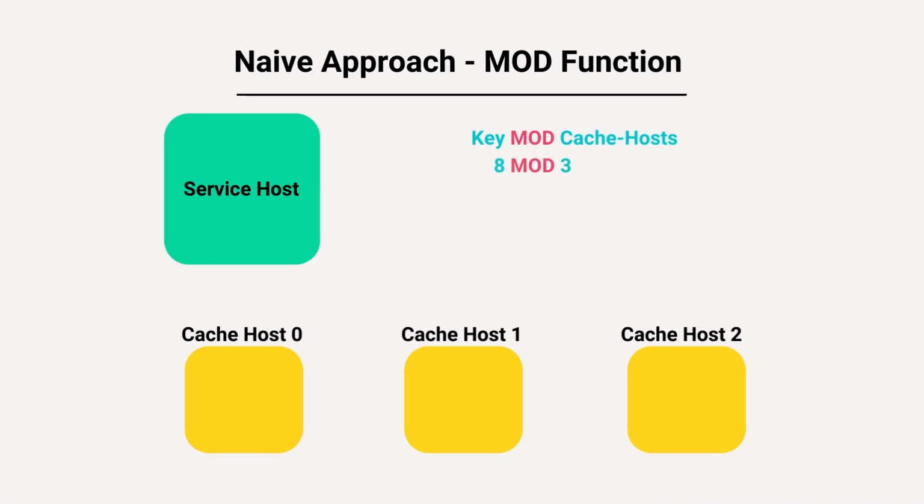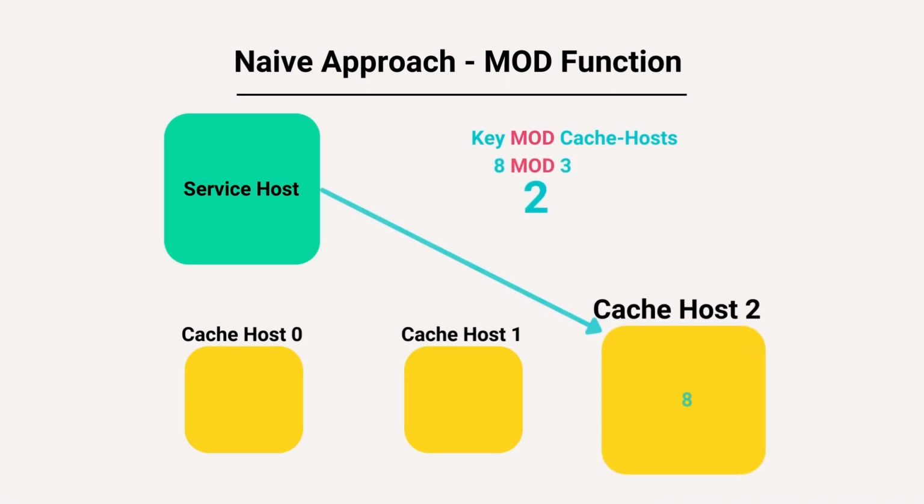Let's discuss a naive approach first, which uses the mod function. We divide the key by the number of available cache hosts. The remainder will decide which cache host will be used.